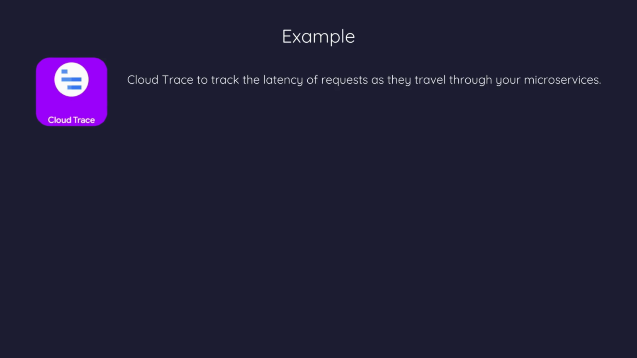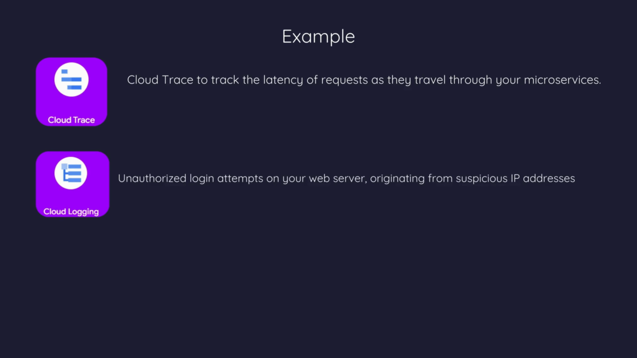To troubleshoot the slow page load times, you use Cloud Trace to track the latency of requests as they travel through your microservices. The trace data shows that requests are taking a long time to complete, particularly during the database query step for retrieving customer order information. While analyzing logs using cloud logging, you detect multiple unauthorized login attempts on your web server, originating from suspicious IP addresses. The logs also show several 500 internal server errors, which correspond to the application downtime noticed earlier.